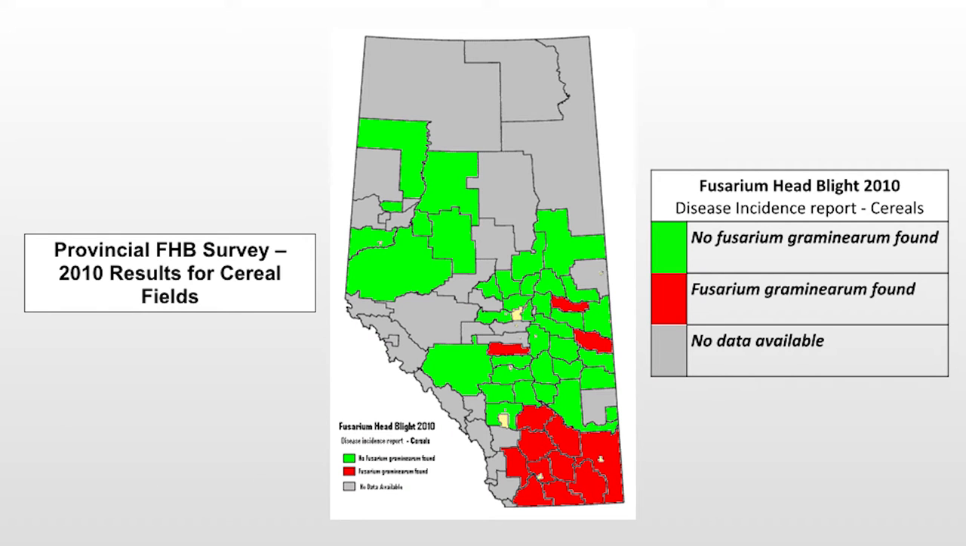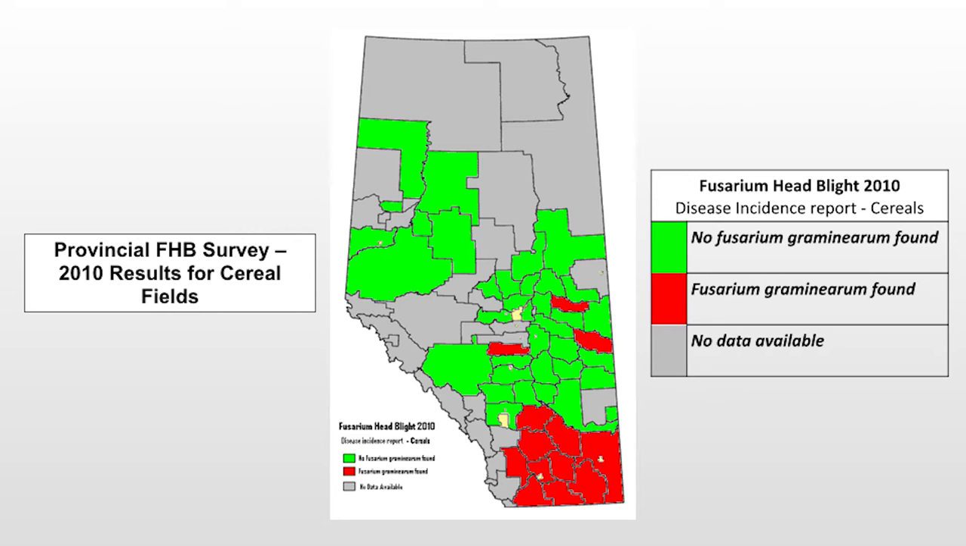Further to this, the most recent Fusarium head blight survey in Alberta was done in 2010. And in that year, Fusarium graminearum was confirmed to be found in all of the red municipalities shown on this map. So Fusarium graminearum was relatively common in southern Alberta. You can see there were a few other municipalities that also were positive. These other positives in central and more northern Alberta were very, very low incidence.